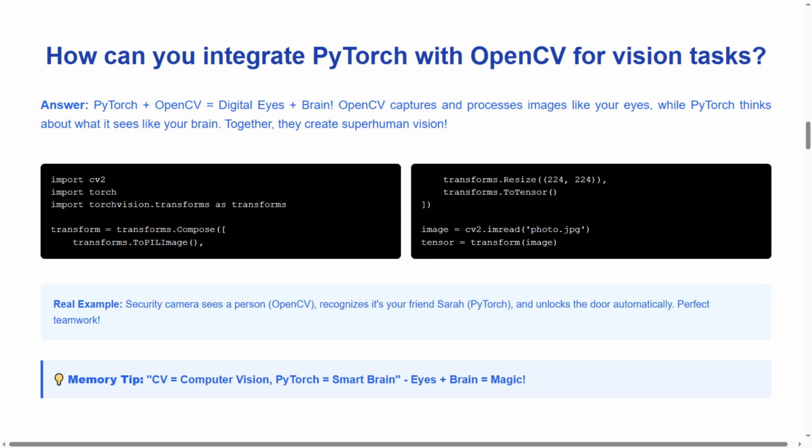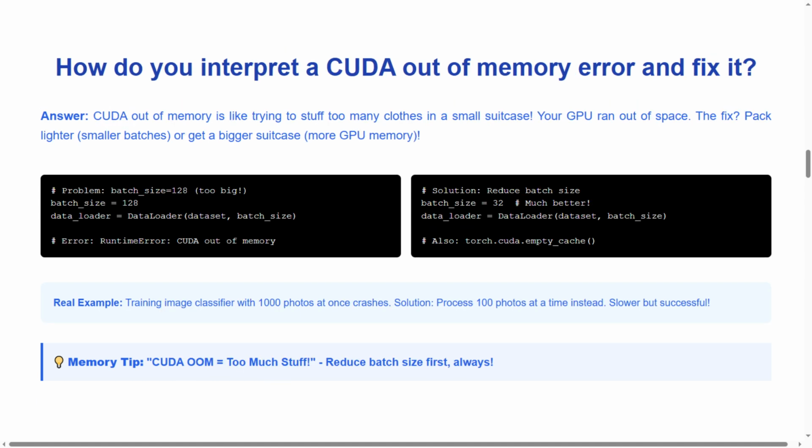Security camera sees a person using OpenCV, recognizes it's your friend Sarah using Pytorch, and unlocks the door automatically. Perfect teamwork. Memory tip. CV equals computer vision. Pytorch equals smart brain. Eyes plus brain equals magic. Summary. OpenCV sees, Pytorch thinks. Together they create vision.